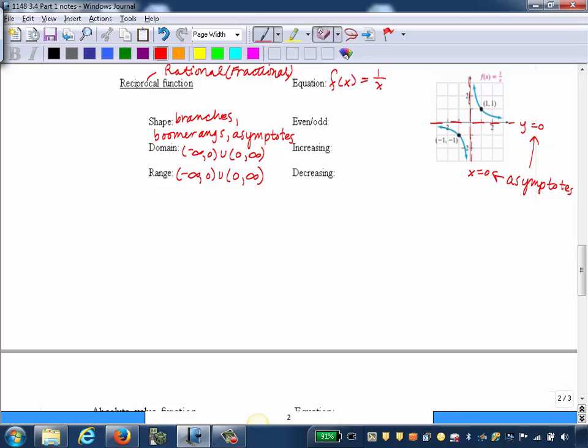We can observe symmetry. We can see that rotational kind of diagonal symmetry if we rotate the paper 180 degrees. So that tells us this is an odd function.